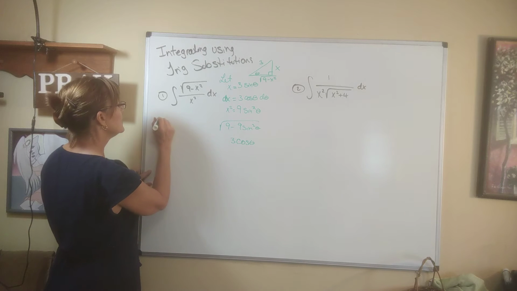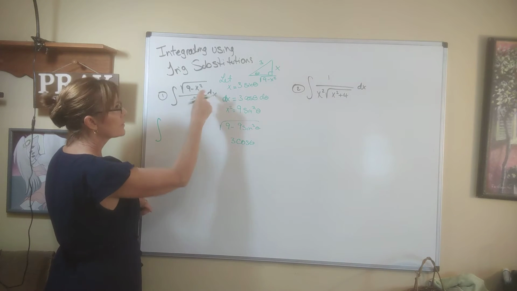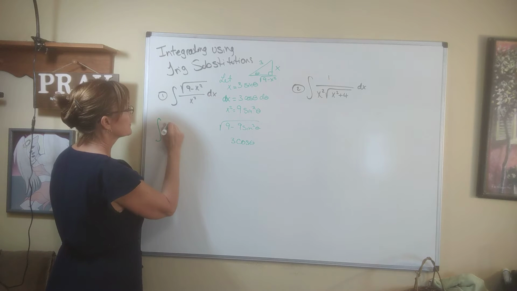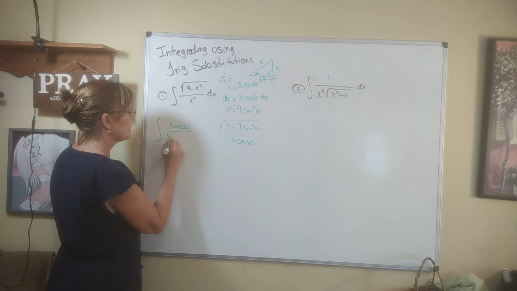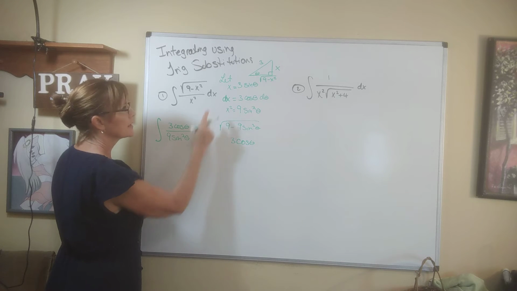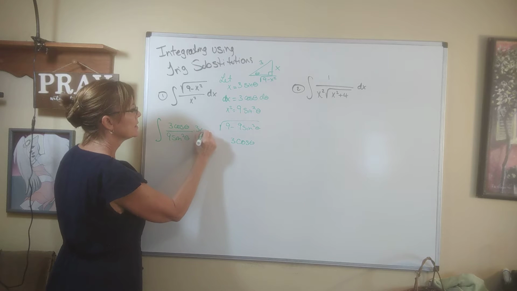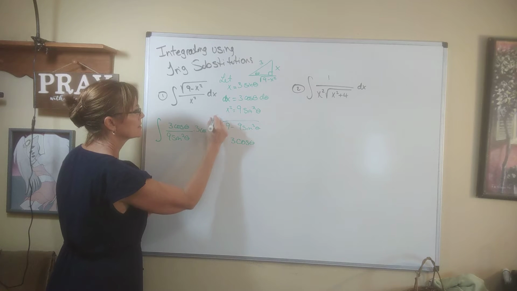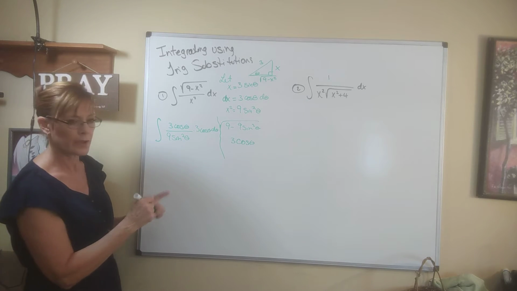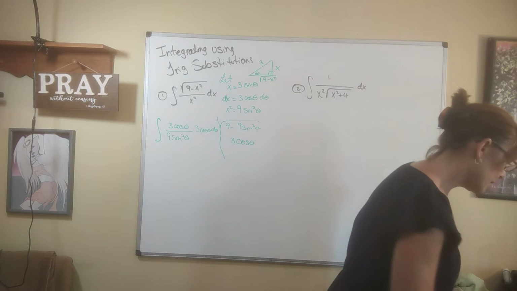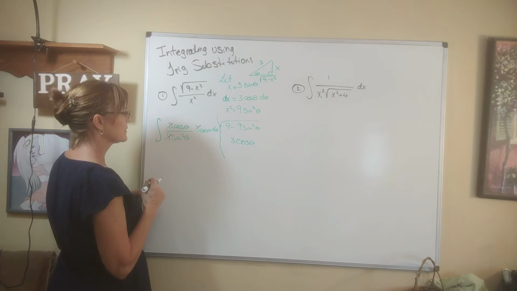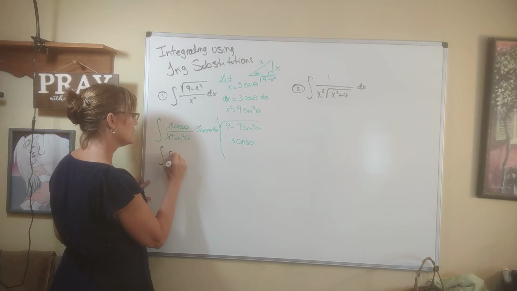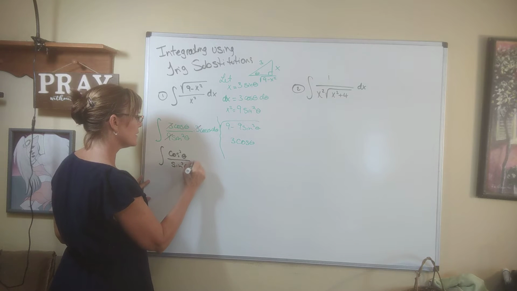So, rewritten all in terms of theta. The square root of 9 minus x squared is 3 cosine theta over x squared, which is 9 sine squared theta, times the dx, which is 3 cosine theta d theta. So this is what we're working with now. 3 times 3 is 9, divided by 9 is a 1. So these all divide into each other and give us a 1. This leaves us with simply the cosine squared of theta over the sine squared of theta d theta.